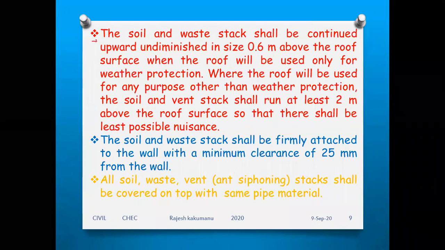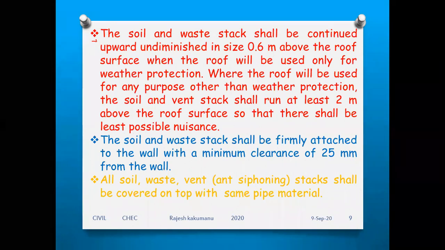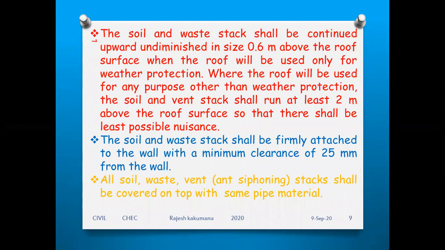Next point. The soil and wastewater stack shall be continued upward undiminished in size 0.6 meter above the roof surface when the roof will be used only for weather protection. So what is this point saying? The soil and waste stack pipe should be continued up the height of the building and should extend 0.6 meters above the roof surface, only for weather protection. Where the roof will be used for any purpose other than weather protection, the soil and waste stack shall be run at least 2 meters above the roof surface so that there shall be the least possible nuisance.